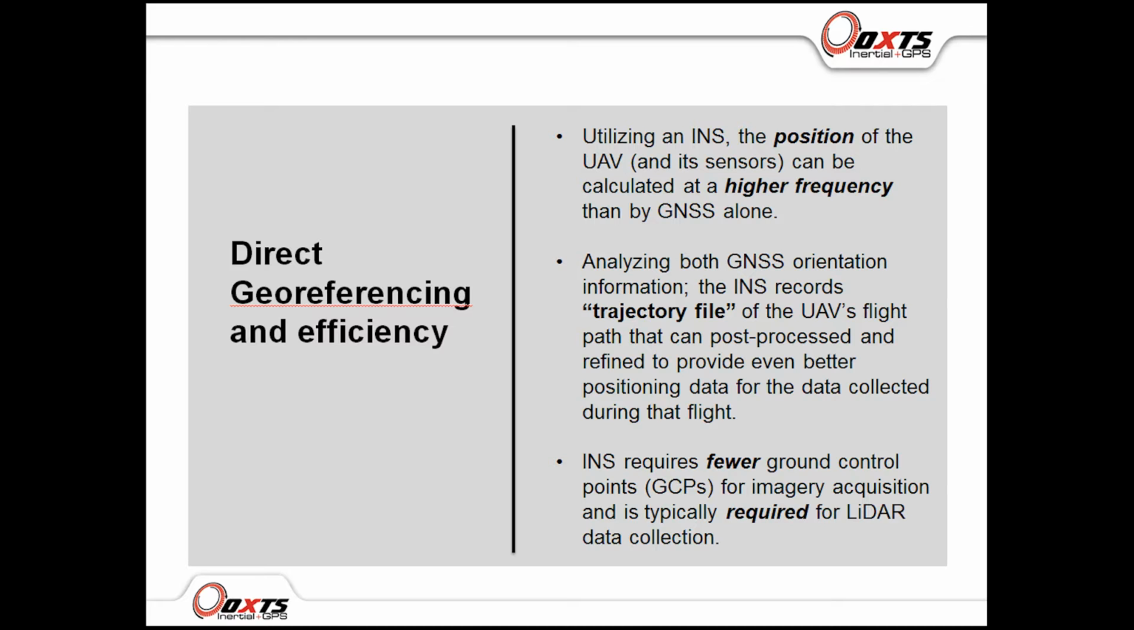Through analysing both the global navigation satellite system data and the IMU's orientation information, the INS records a trajectory file of the UAV's flight path. Through applying a range of statistical filters, the INS computes a best estimate of position based upon these inputs. In the case of a survey-grade INS system, this collection will be measured at least 100 Hz, and so in effect provides a continuous trail of the platform's position throughout its flight.